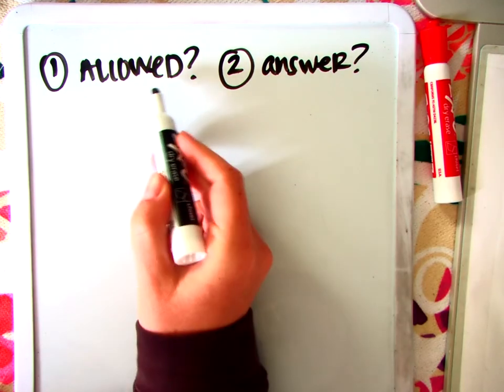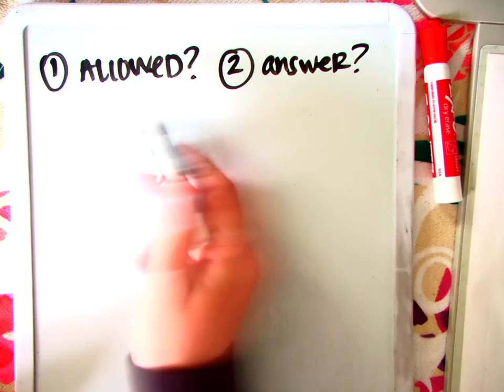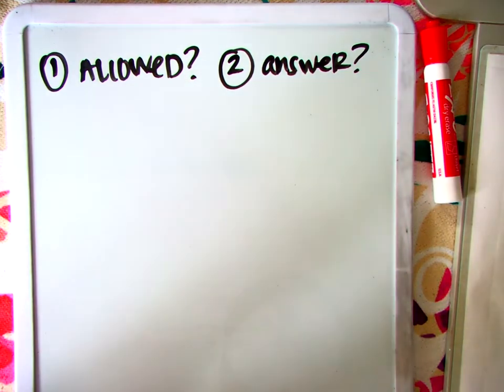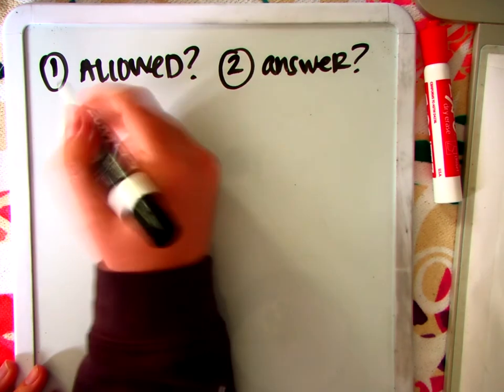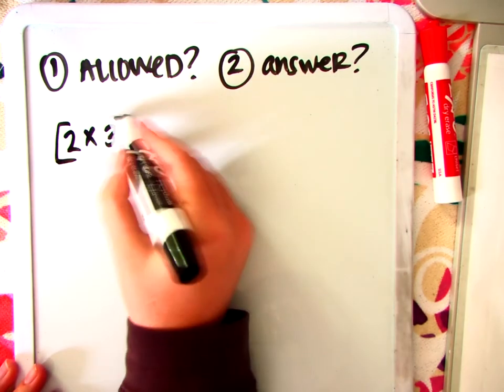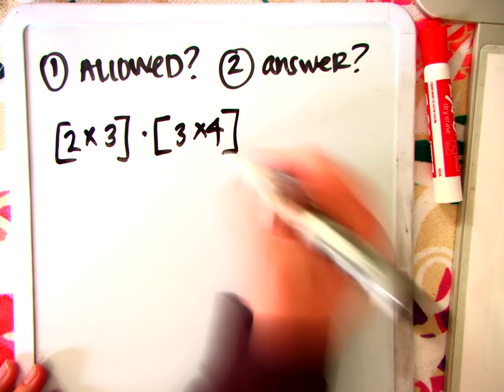So is the multiplication allowed? And then if it is allowed, what are the dimensions of the answer? If it's not allowed, we don't have to give dimensions of the answer because we can't find one. All right. So the first one, let's say we had a 2 by 3 matrix, and I wanted to multiply that by a 3 by 4 matrix.